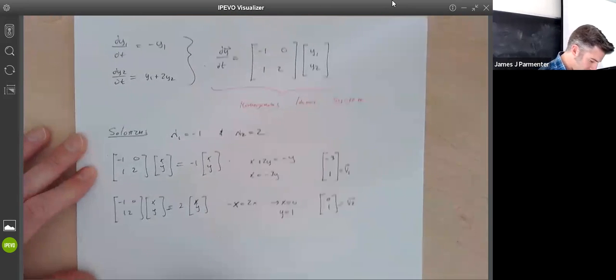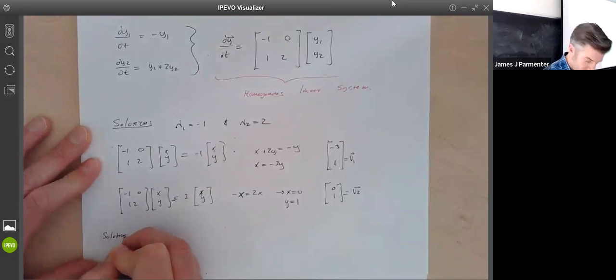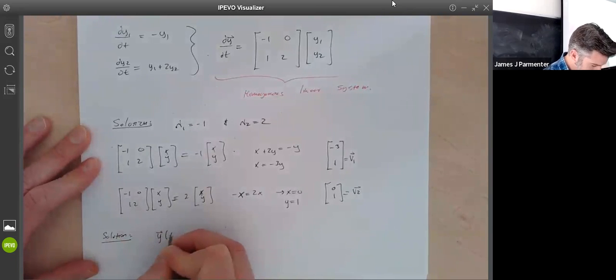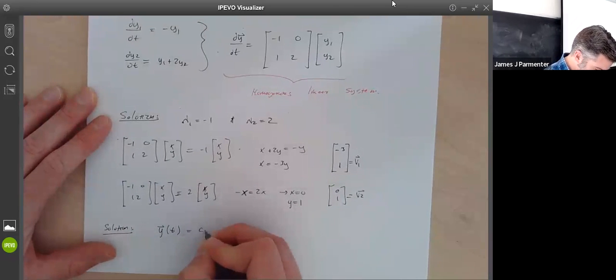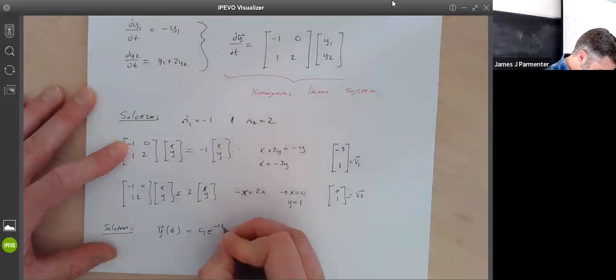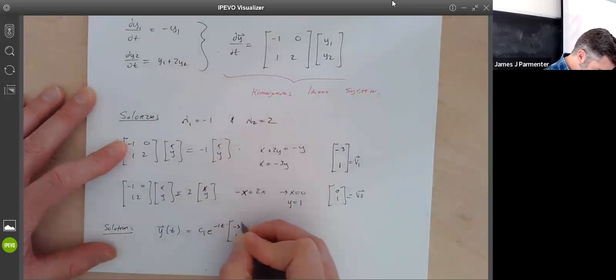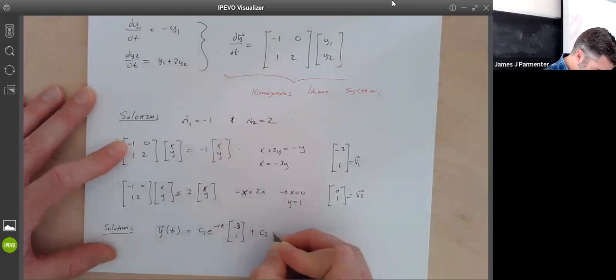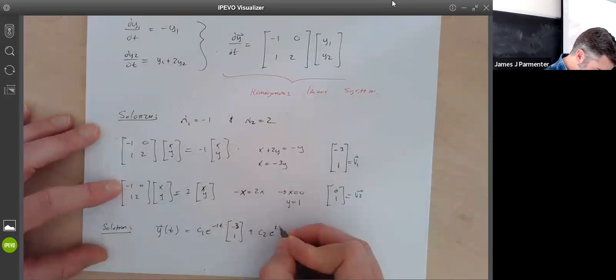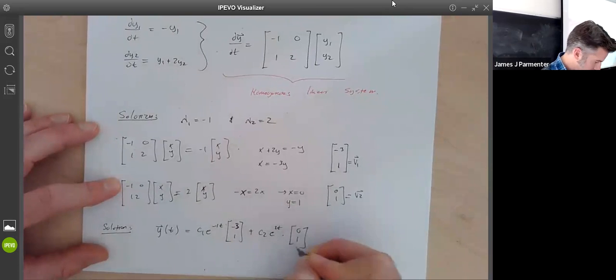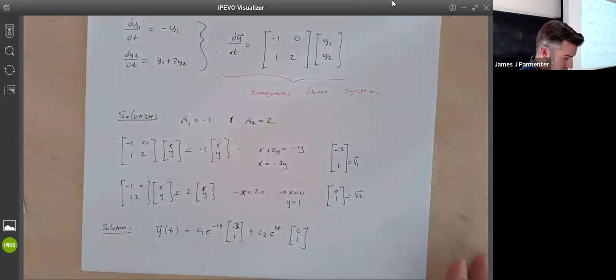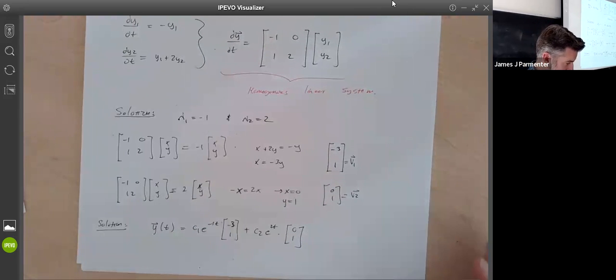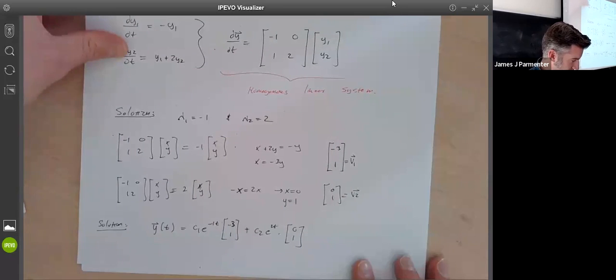And then we can write our general solution, which is that y of t, not x of t yet, right? Because we're still dealing with y of t. y of t is equal to c1 e to the lambda 1 t times v1 plus c2 e to the lambda 2 t times v2. And then finally, you go back and you substitute in what y1 and y2 are equal to. So I promise you we're almost there. This will take just one more moment.